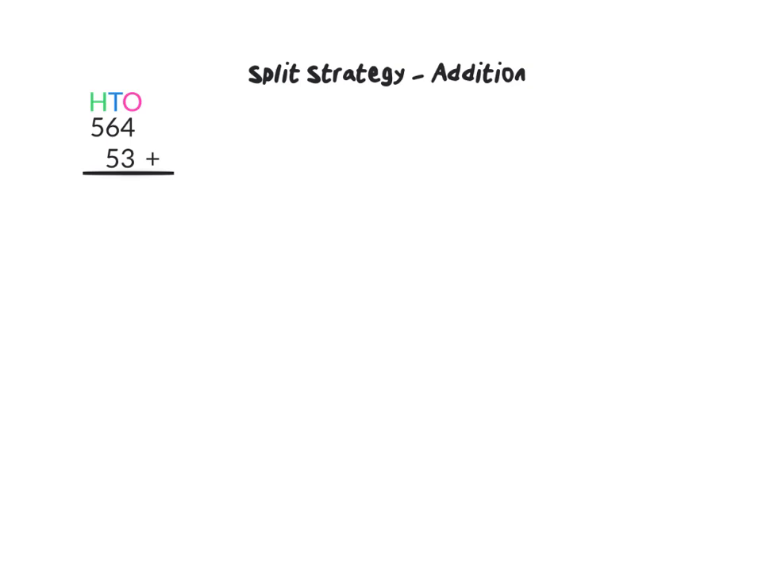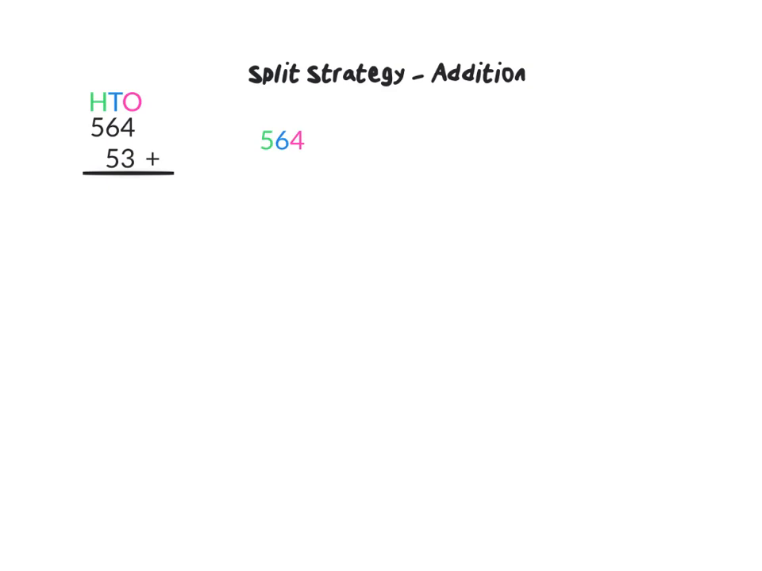Hey guys, today we're looking at the split strategy again with addition, and it's just a little bit more complicated. So if we're splitting our numbers up to help us add them, we are partitioning them or breaking them up into their parts. So let's have a look at our number 564. We have 4 of the ones, 6 of the tens, and 5 of the hundreds.